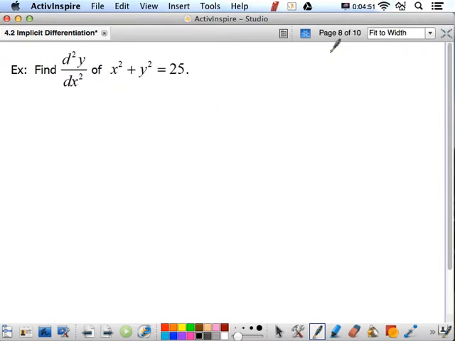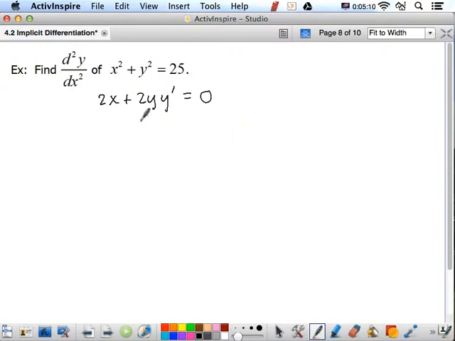So here we want to find the second derivative with respect to x of the circle x squared plus y squared equals 25. And for our first derivative, we get 2x plus 2y prime is equal to what? 0. Remember that the derivative of 25 is 0.